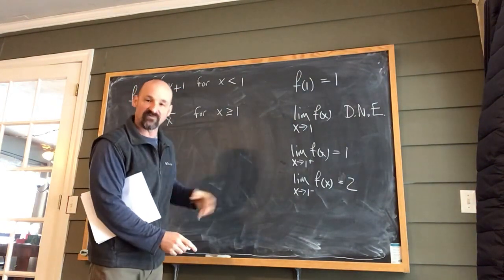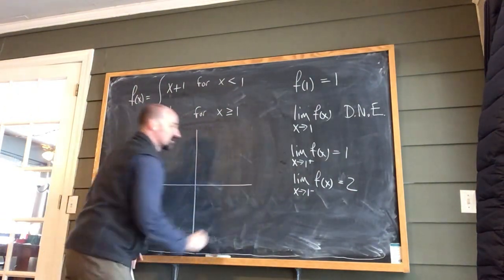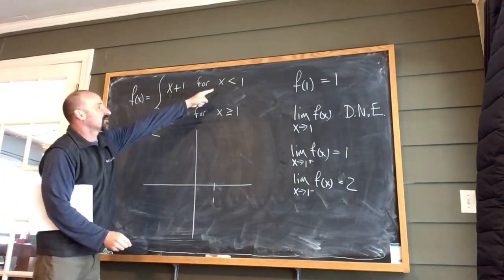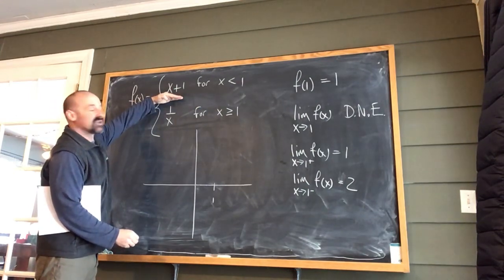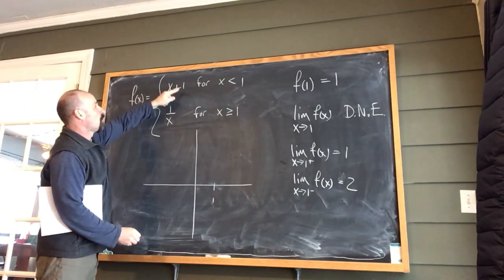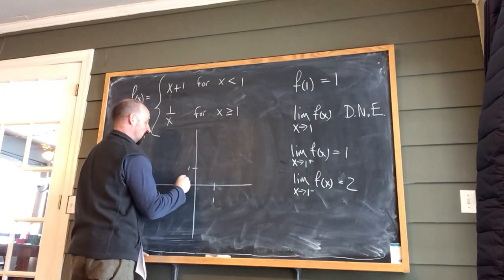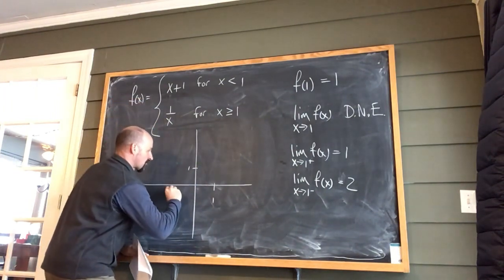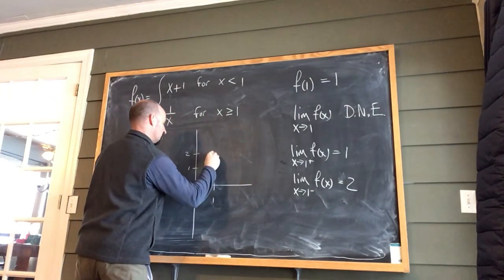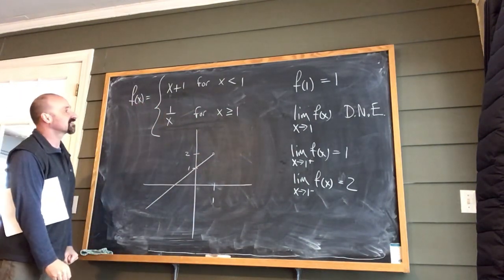In fact, let's graph it. Let's see it. All right, let's graph this thing. So for values of x that are less than 1, the function is this linear function, x plus 1. So it's positive sloped and has y-intercept 1. And so it would look like this. Let me put an open circle there. There's x plus 1 for x less than 1.